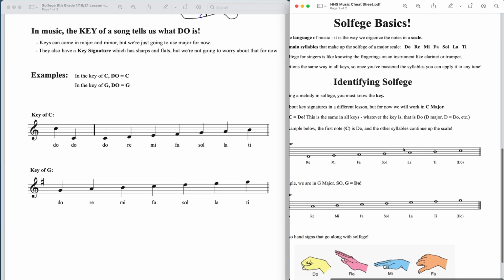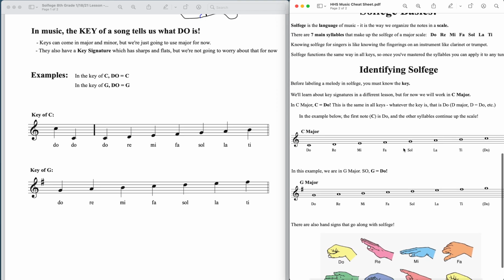And down here I have some diagrams which show you what the notes are. So basically what we're doing right here is the same as this. In C major, right here, you see we're labeling this key as C major. Do is always a C. And then re, mi, fa, sol, la, ti. And then look, in parentheses, do, it would keep going. The next note would be re. The next note would be mi. It always follows this exact pattern.